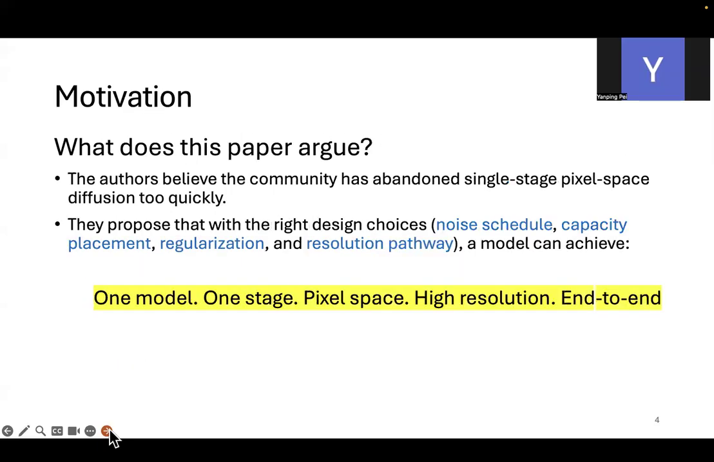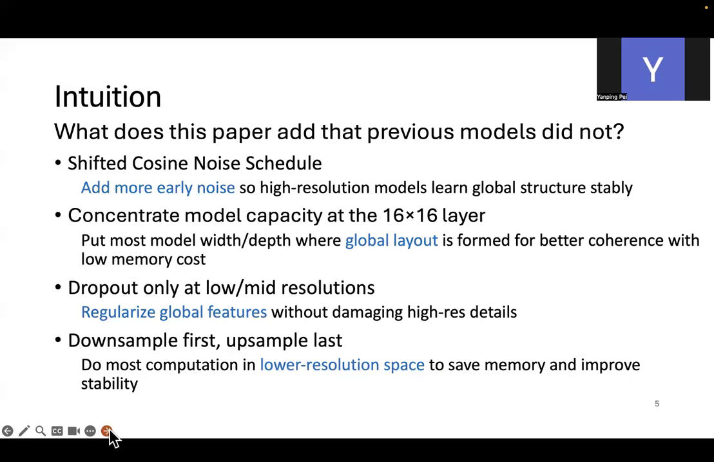So in this paper, the authors believe the community has abandoned single-stage pixel space diffusion too quickly. They propose that with the right design choices, like noise schedule, capacity placement, regularization, and resolution pathway, a model can achieve just one model, one stage. Diffusion at the pixel space to deal with high-resolution images, and it's just end-to-end. That is the intuition of this paper.